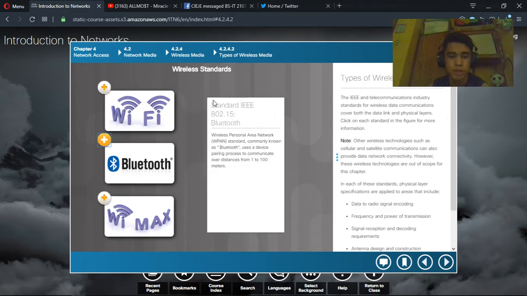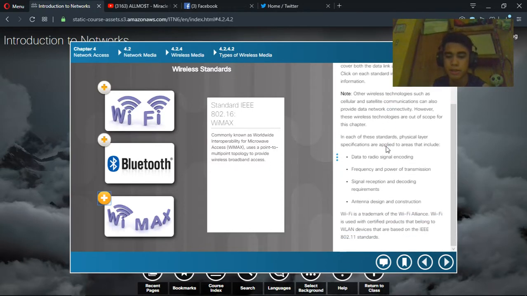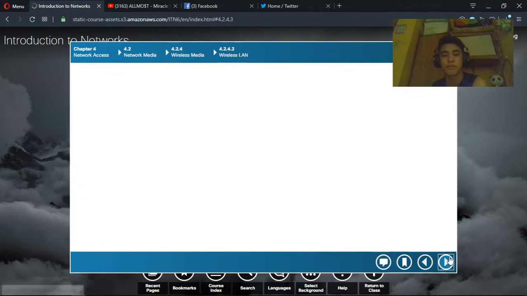The next one is Bluetooth for file sharing, WPAN, wireless personal area network. This is used for sharing devices and connection for the internet. WiMAX is commonly known as Worldwide Interoperability for Microwave Access. It uses a point-to-multipoint topology to provide wireless broadband access. Each of these standards' physical layer specifications is applied to areas that include data to radio signal encoding, frequency and power of transmission, signal reception and decoding requirements, and antenna design and construction.